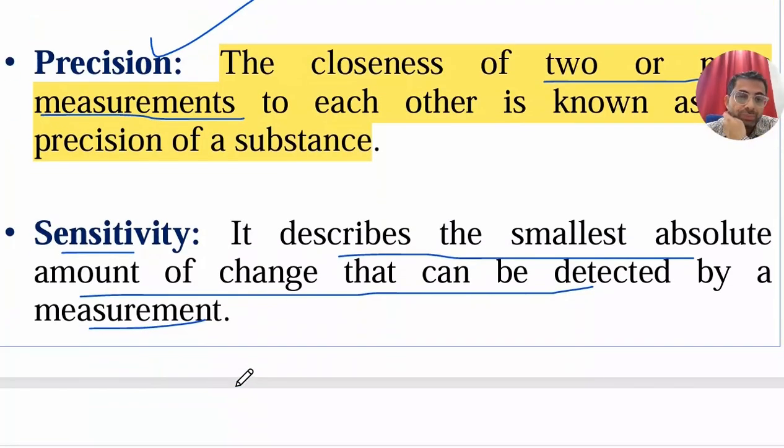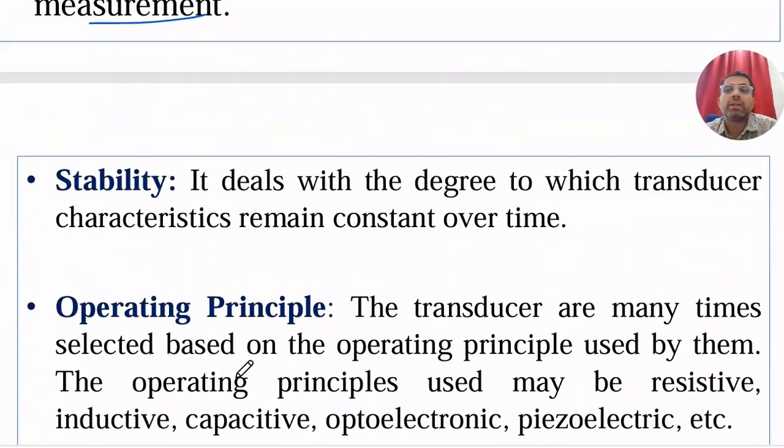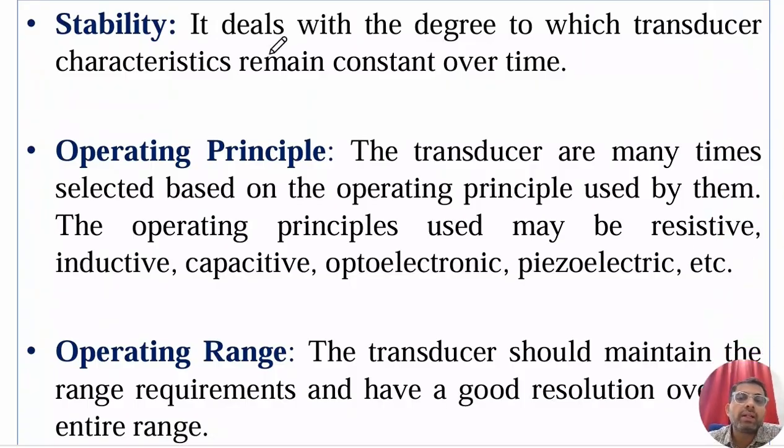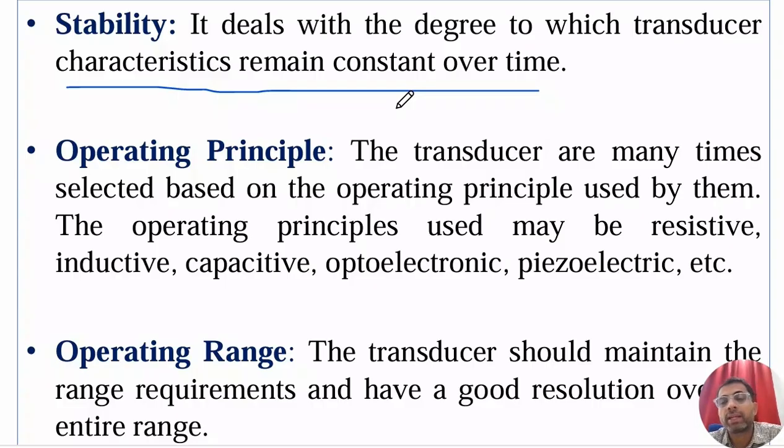So next is the stability. Yes. So stability is what? It deals with the degree to which a transducer characteristic remains constant over time. मतलब जो कुछ भी ट्रांसड्यूसर हमने सेलेक्ट किया है, उसकी जो स्टेबिलिटी है वो कांस्टेंट चाहिए. मतलब मैंने अभी अगर रीडिंग ले लिया, तो अगर 1 महीने के बाद अगर रीडिंग लिया, तो जो कुछ भी रीडिंग आ रहा है उसमें चेंजेस नहीं चाहिए. It should be stable, right?